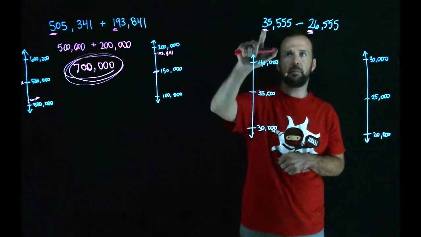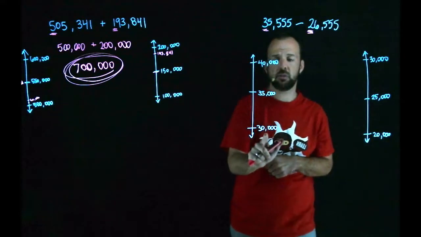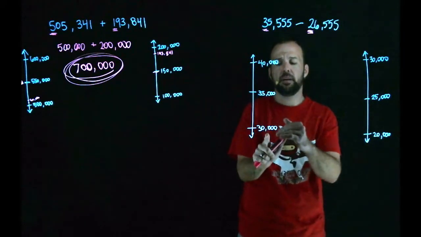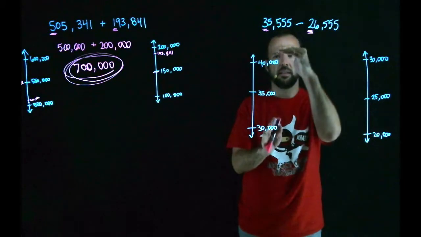So I started with how many 10,000s did I have? I had 3 10,000s, which is 30,000, right? So I started there. I counted up 10,000 more. That gave me 40,000 there. So that's my end points.